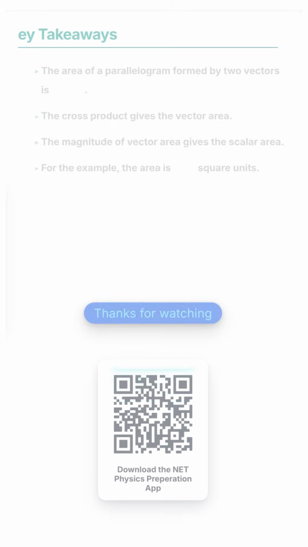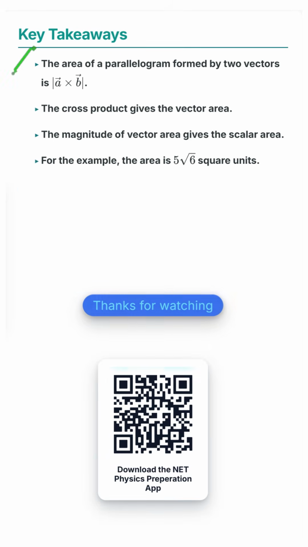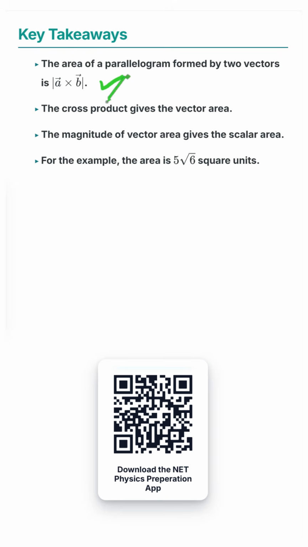The key idea to remember is that the cross product gives the vector area, and the magnitude of that vector gives the actual scalar area. For this example, the final area is 5 root 6 square units.